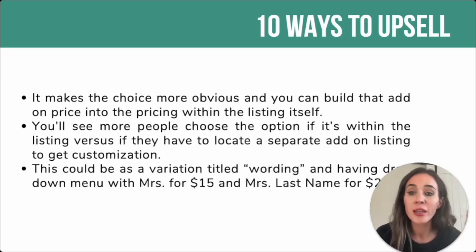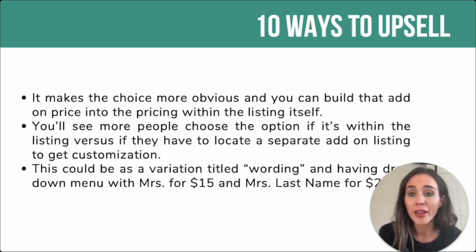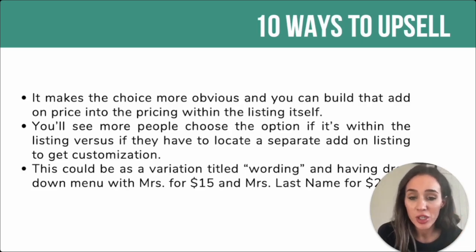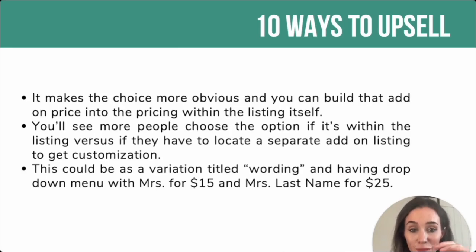This is because it makes the choice and the option for personalization more obvious, and you can build that add-on pricing into the pricing of the listing itself. You'll see more people choose the option if it's within the listing versus if they have to go find a separate listing. So you could title the variation something like wording, or you could have a drop-down menu for Mrs. for $15 and then Mrs. plus a last name for $25. I've seen a lot of shops do this. Things like that work really, really well.